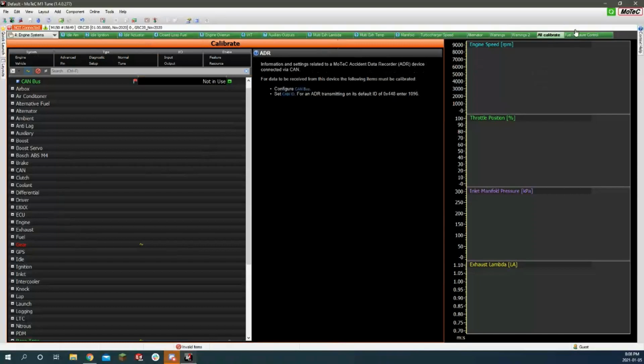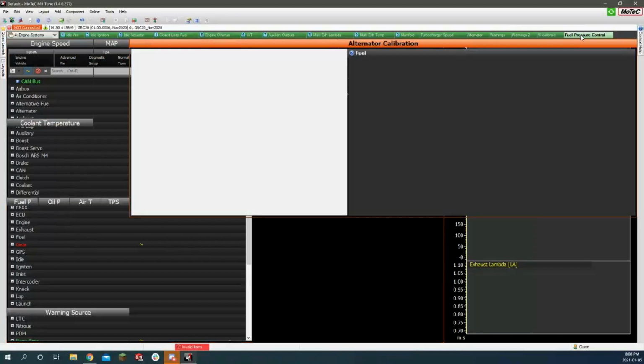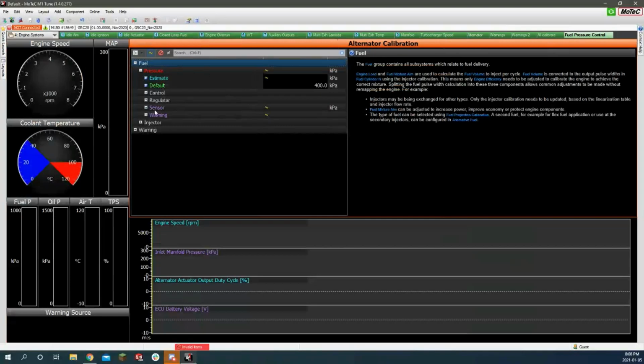There's another, just all calibrate, before it lists off all the things. Fuel pressure control. So this is something where we can control the fuel pressure more dynamically, and you can have warnings. So if your fuel pressure drops too low, it'll give you a warning or can even shut the car off. The problem with fuel pressure dropping too low is you might not be able to get enough fuel into the engine, and your air fuel ratio will increase if you're not getting enough fuel in, and that'll create more heat.